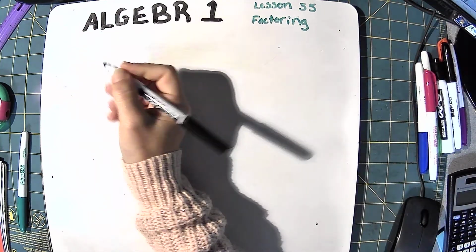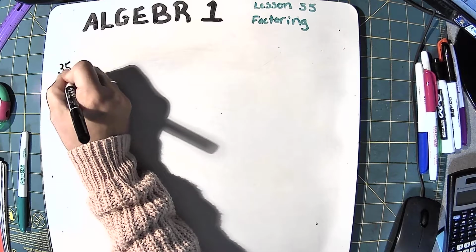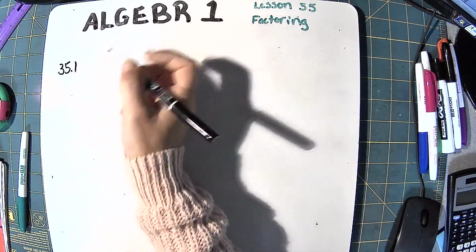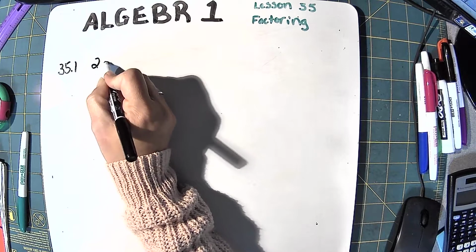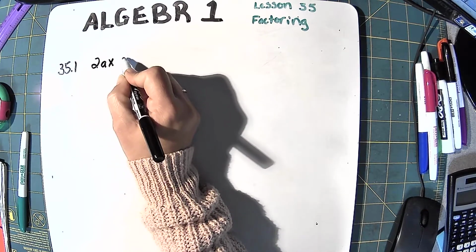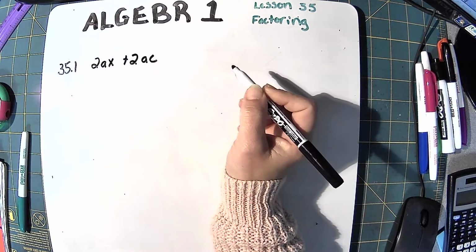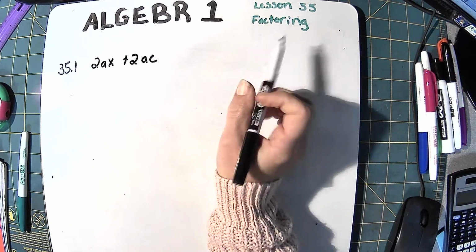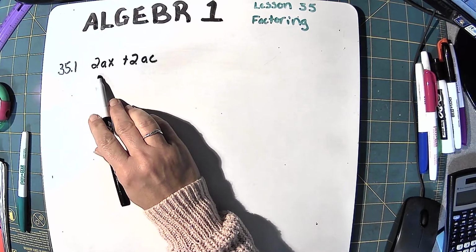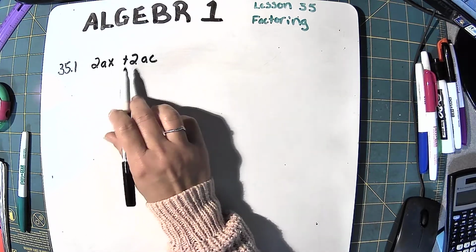Alright, the first one is 35.1, and it's got 2ax plus 2ac, and it wants us to factor that. So first we're going to find the greatest common factor, and then we're going to see what we have left after we take that out.